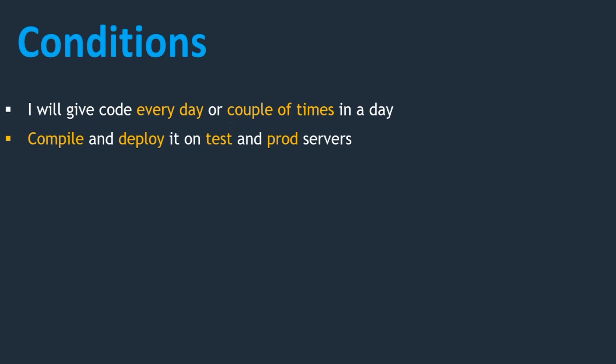The next condition is to compile and deploy it on test and prod servers. So before copying this code onto the server, we need to compile it. We need to deploy it on test servers. So it is not only one server. There are different environments, test environment and prod environment. So he is asking us to do a compilation and also deploy it on a test environment first to test it, then onto production servers.